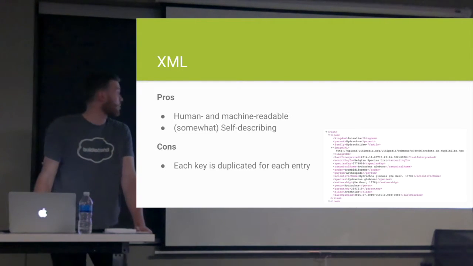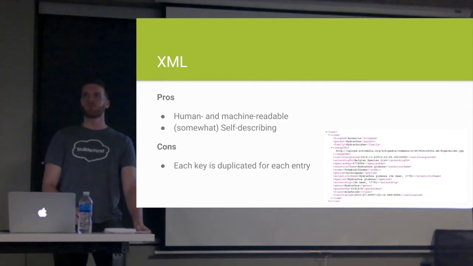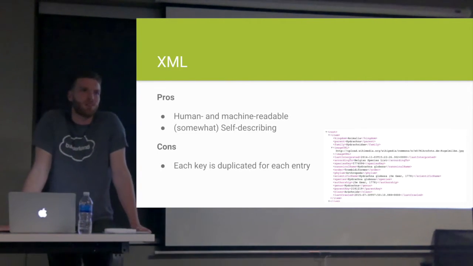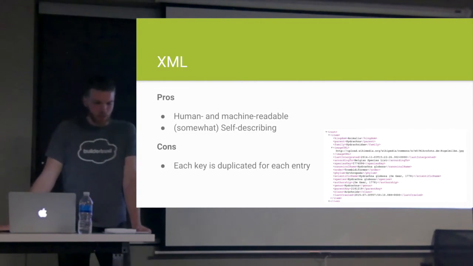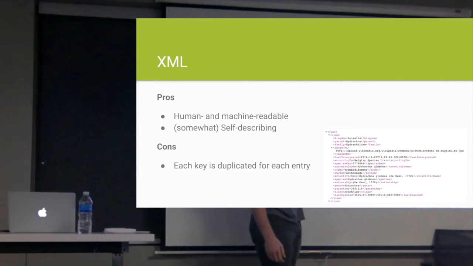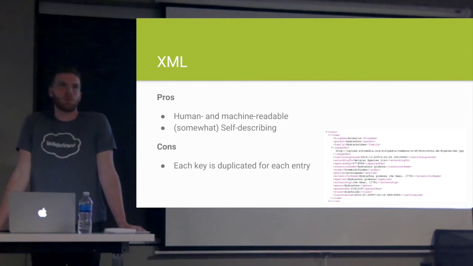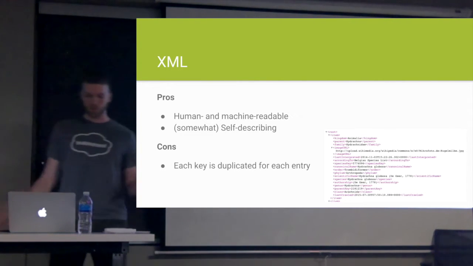I'd say one of the pros about XML is that it's self-describing. Does anybody know what I mean by a self-describing data format? I'll explain that. XML is self-describing. That means that each of the tags, the string that is inside of the tag there, gives you an indication of the type of data that's in that field. It also gives you an indication of the meaning of that data. But it's only somewhat self-describing.